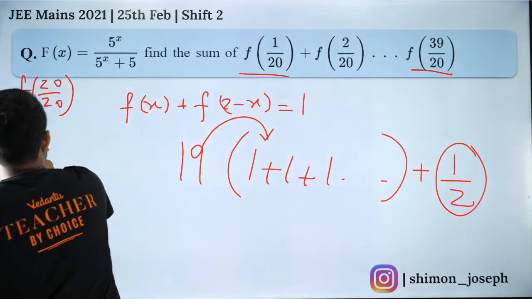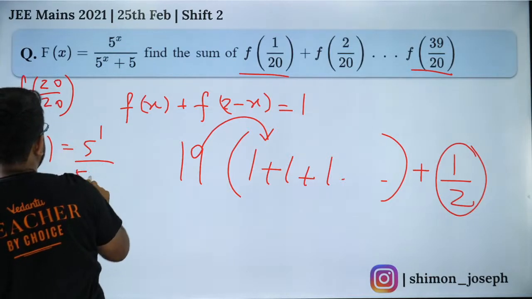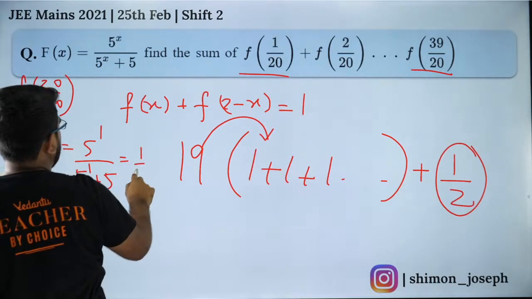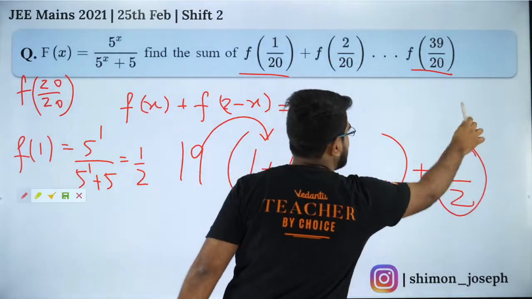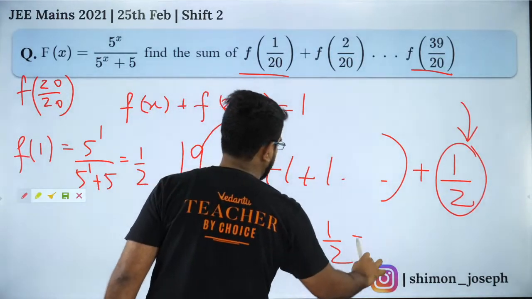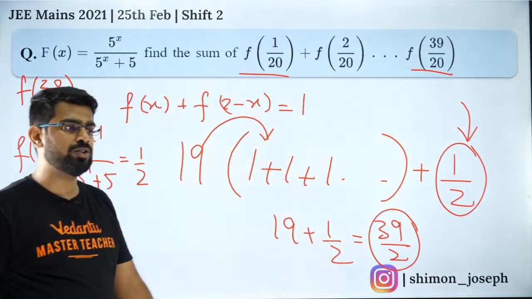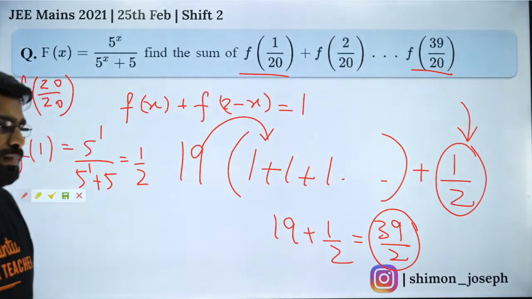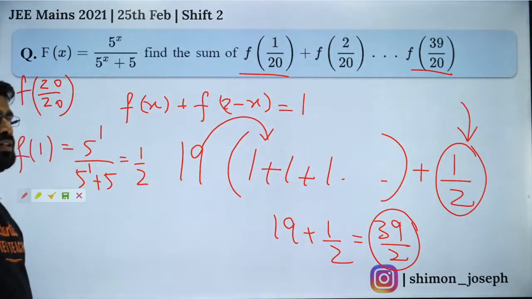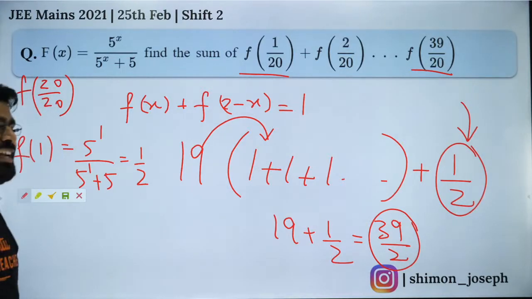And what is f of 1? f of 1, my dear students, is nothing but 5 to the power 1 by 5 to the power 1 plus 5, which is equal to half. So f of 1 will be left out. That is what is half here. So the answer is 19 plus half, that is 39 by 2. So 39 by 2 is the correct answer. If you got it, you are right. Guys, the answer is not 20. It is 39 by 2.